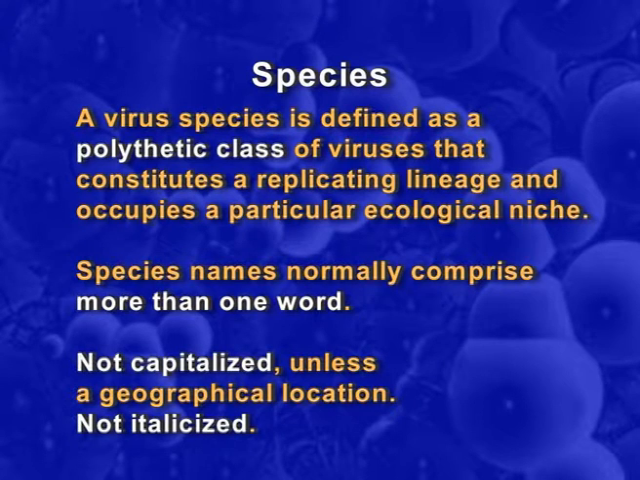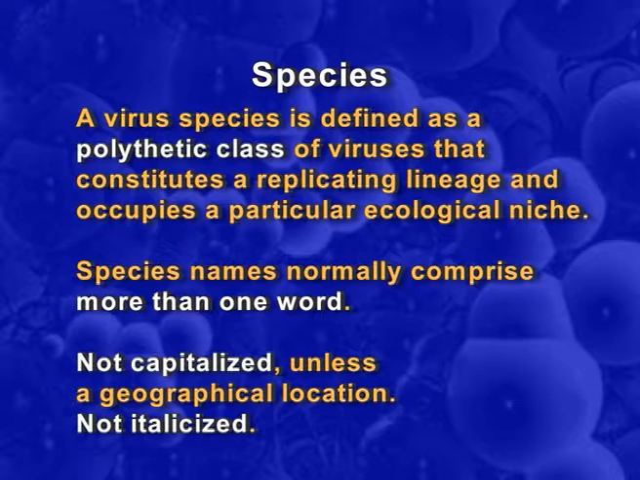Next we will be discussing the species. A virus species is defined as a polythetic class of viruses that constitute a replicating lineage and that belong to a particular ecological niche. Usually the species names comprise more than one word. They are usually written in small letters. They are not italicized.